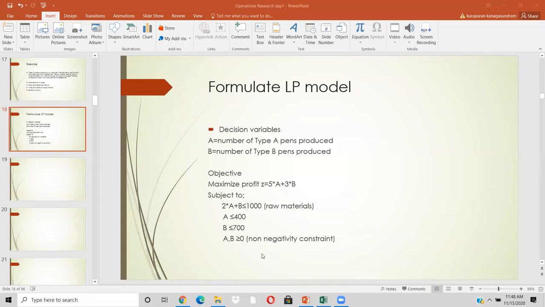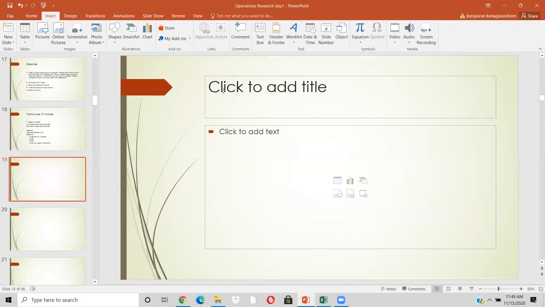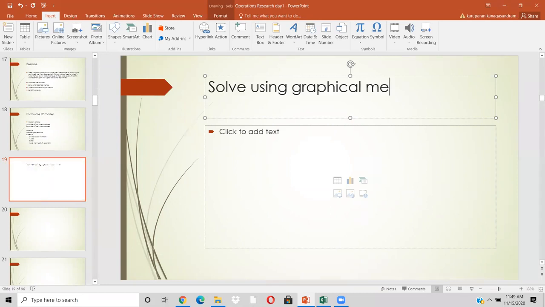So we usually say the non-negativity constraint should always be in the models. Now, solving using the graphical method. Whether this can be solved by the graphical method or not, guys.